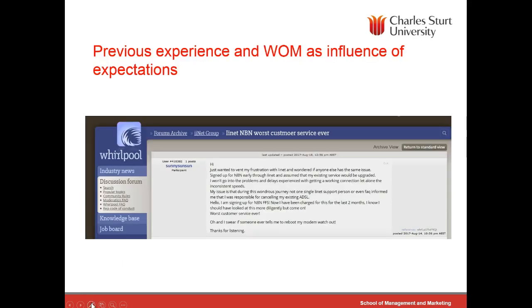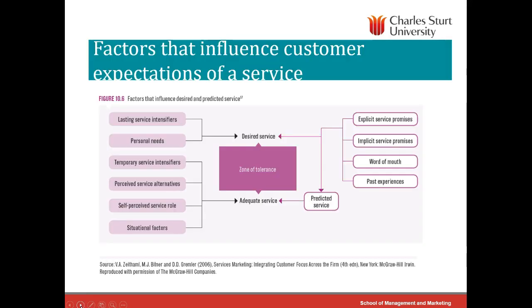So here's an example of previous experience and word of mouth as an influence on expectations. This is from an industry forum called Whirlpool, used by a lot of people to select a broadband provider, in this case the National Broadband Network in Australia. People can look at this site and see what other people's previous experience and word of mouth will influence their expectations. Further related to this, there are other factors that influence the desired and predicted service which we've talked about here.